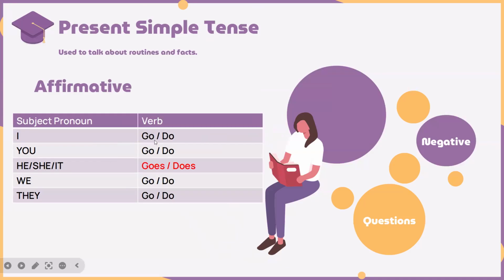For the verbs ending in O, okay? I, you, we, they, the verb does not change. However, for he, she, it, we have to add ES at the end of the verb for the third person. Goes, does.